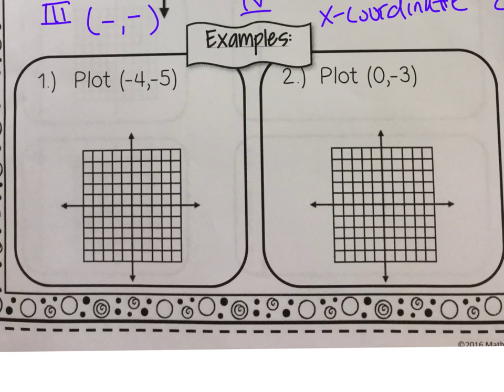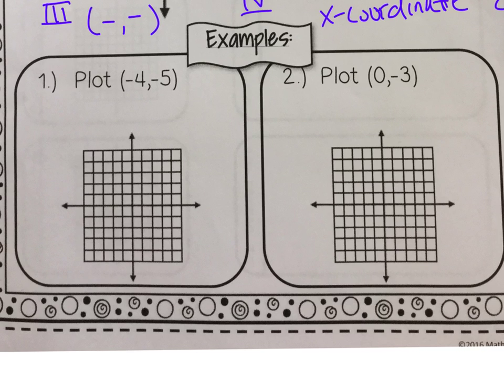Okay, we're just going to plot these points. This is a -4, -5, so it's going to be over here, in quadrant 3, because it's our negative negative. I'm going to go left 4, 1, 2, 3, 4, and then I'm going to go down 5, 1, 2, 3, 4, 5. -4, -5.